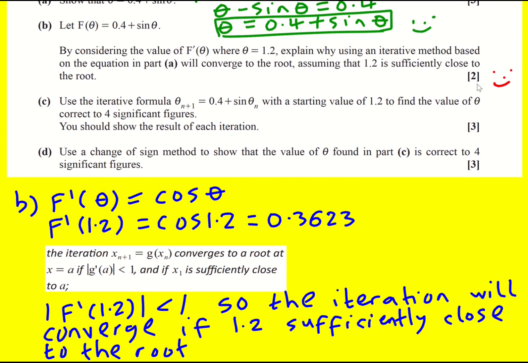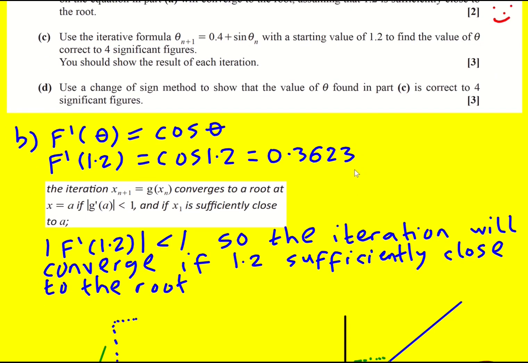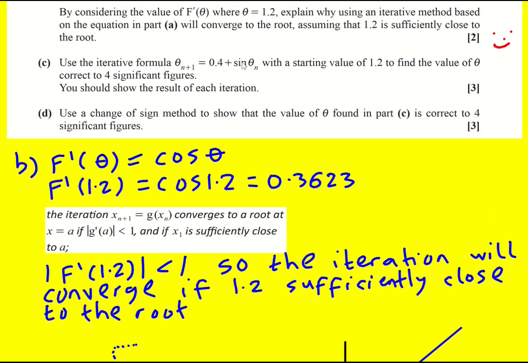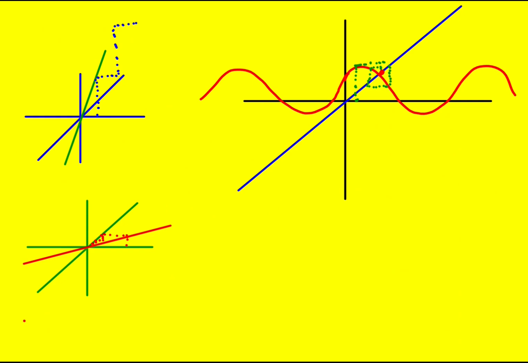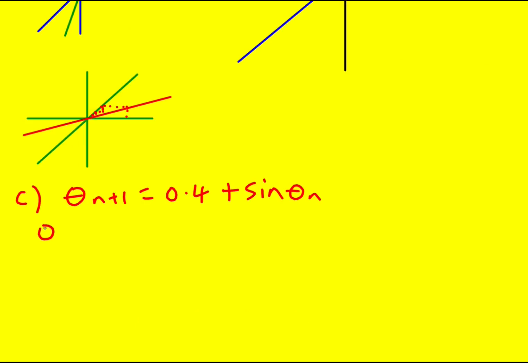So for C, we're asked to use the iterative formula. Okay, so we're actually going to be applying that cobweb idea to try a starting value of 1.2 to work out theta correct to 4 significant figures. So you take your equation, but then you turn it into an iterative equation. So theta n plus 1 is equal to 0.4 plus sine theta n. And we've said that theta 1 is equal to 1.2. So now I can find some more until I'm getting 4 significant figures.